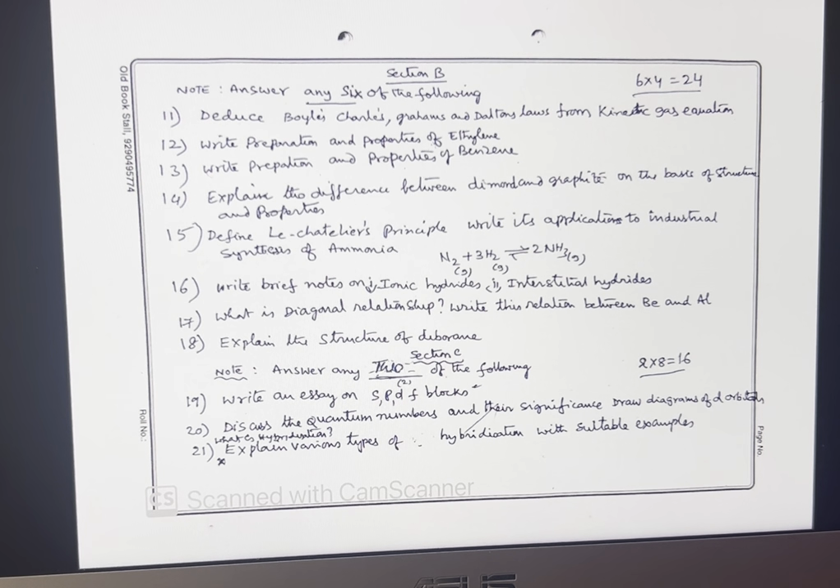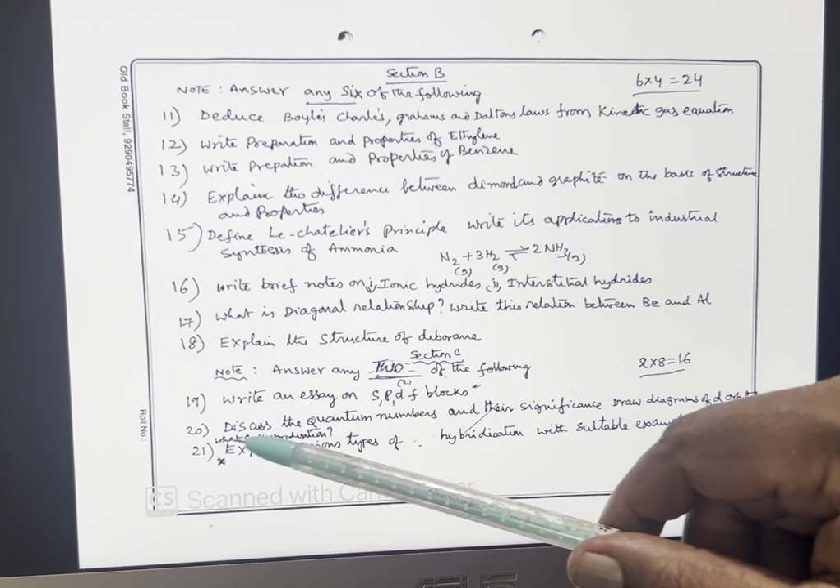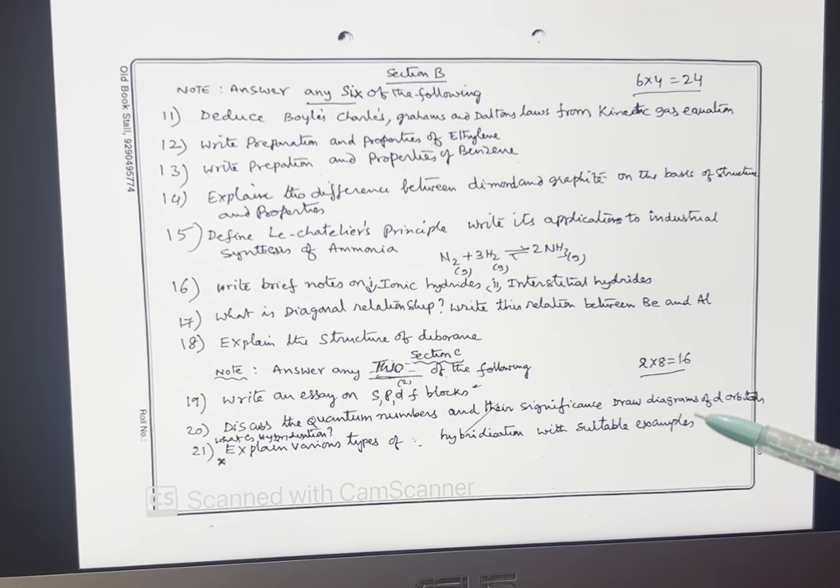Another question is also there: ionization potential, ionization energy, I1, I2, and what are the factors influencing the ionization energy. That question also has a good chance of coming in the examination paper. The second question is: discuss the quantum numbers and their significance, and draw diagrams of d orbitals. This is one question.